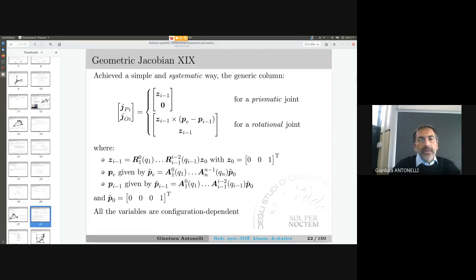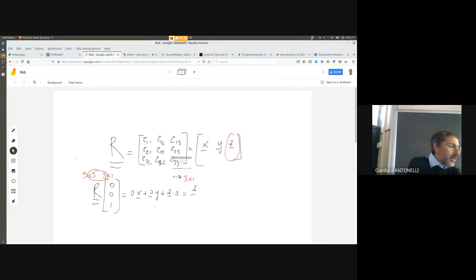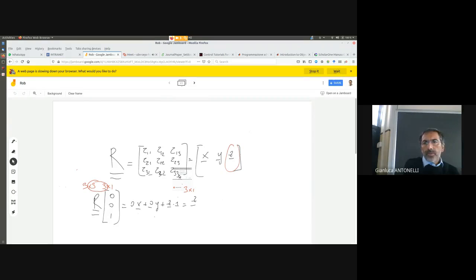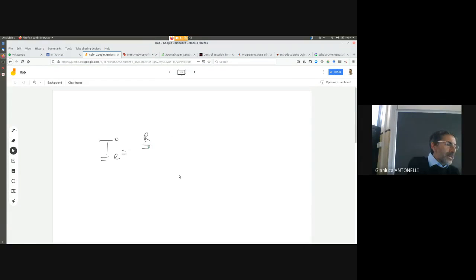The position of the end effector is simply direct kinematics. So we know that this position is achieved by computing the homogeneous transformation matrix. The homogeneous transformation matrix T0 end effector, for example, is given by the rotation matrix, the position, and then 0, 0, 0, 1.